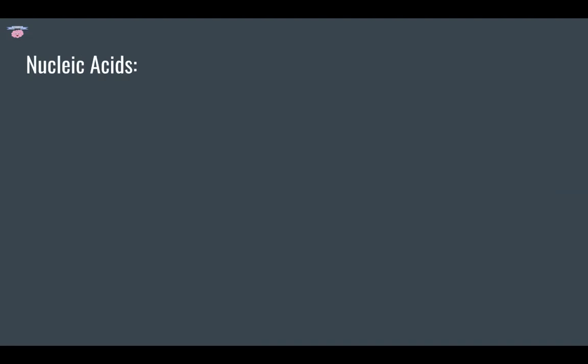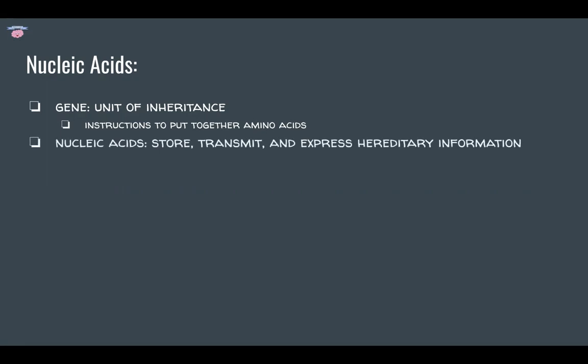Nucleic acids, finally. So a bit of background. A gene is a unit of inheritance, and it has the instructions to put together amino acids to form proteins. That's how proteins are made. A nucleic acid stores, transmits, and expresses hereditary information. So basically it forms the genes. The two main types are DNA, deoxyribonucleic acid, and RNA, ribonucleic acid.